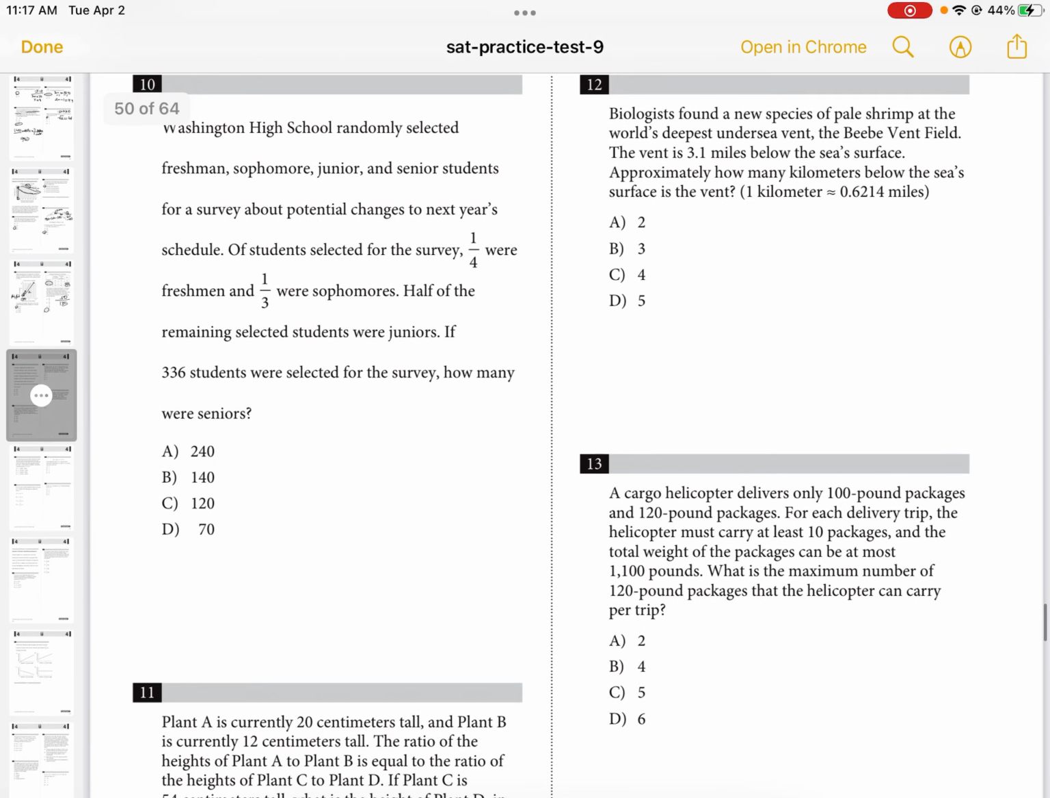Next question, let's see. Washington High School randomly selected freshman, sophomore, junior, and senior students for a survey about potential changes to next year's schedule. Of the students selected for the survey, a quarter were freshmen and a third were sophomores. Half of the remaining students were selected as juniors. If 336 students were surveyed, how many were seniors?